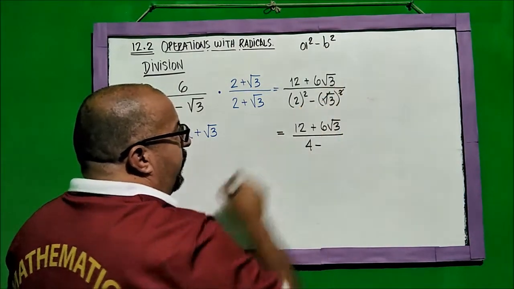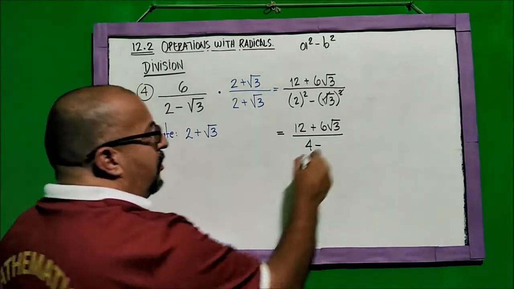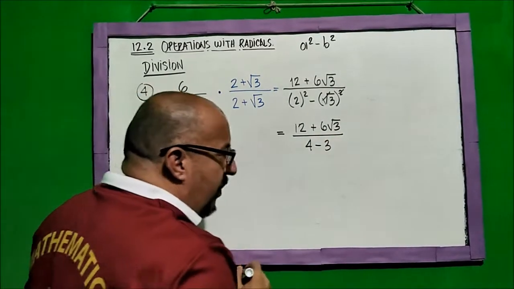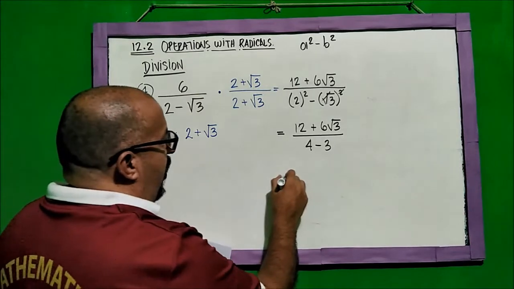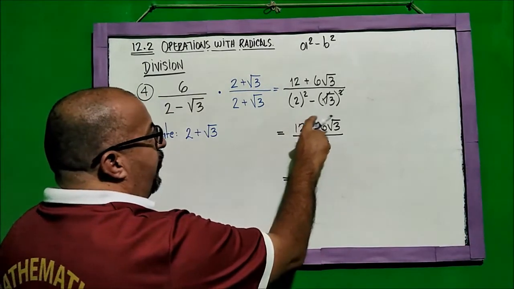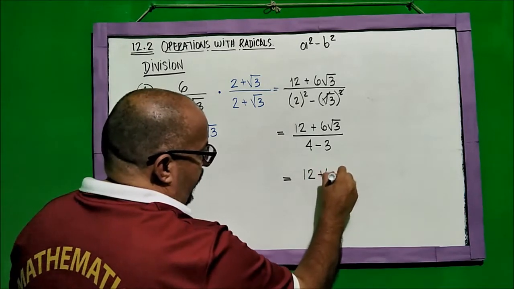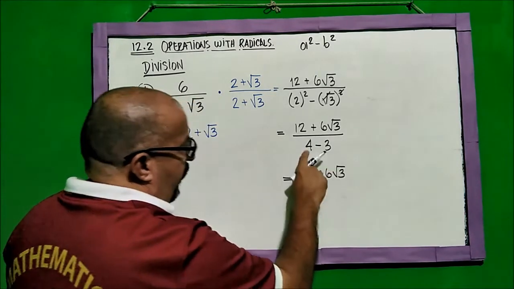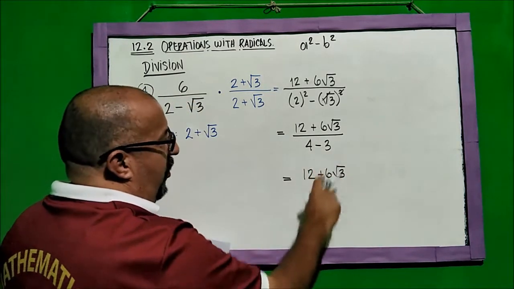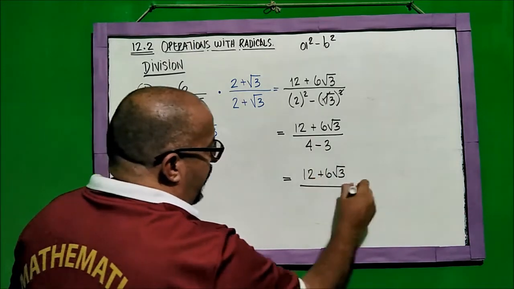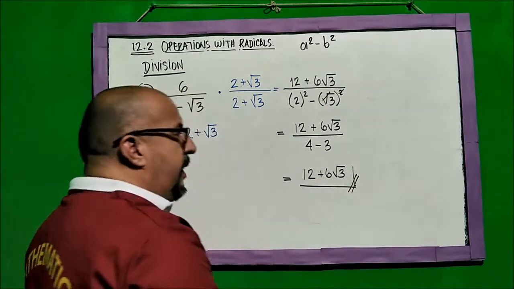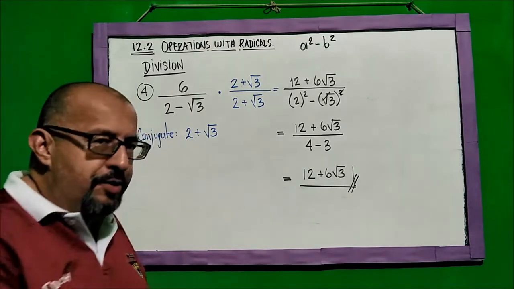Automatically, the root and the power cancels. So what we have is 3. Obviously, when you do the operation, what you have is 12 plus 6 square root of 3. And 4 minus 3, which is 1, so I'm not going to copy it because the expression, when you divide something by 1, is exactly the same expression.